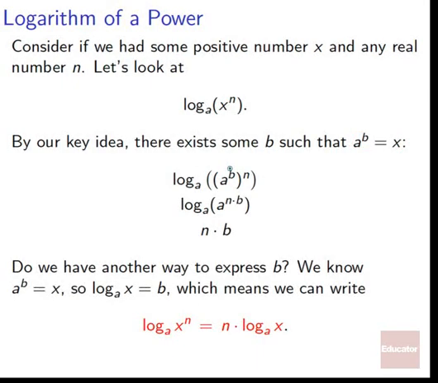From our rules about exponents, we know that a to the b to the n is the same thing as just a to the b times n. So now we've got b times n, or we could write it as n times b. Log a of a to the n times b gets canceled out because we've got inverses there, since they're the same base, and we're left with n times b.